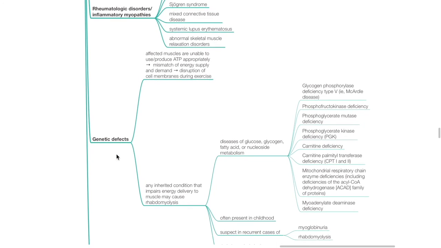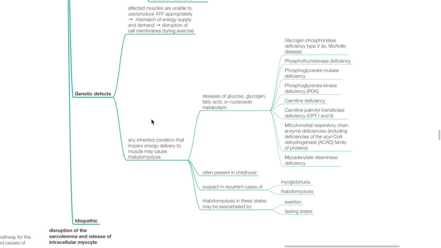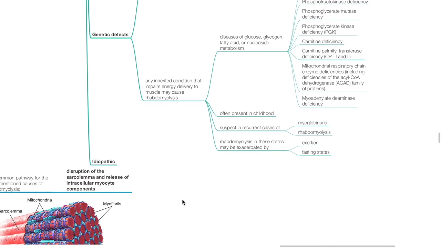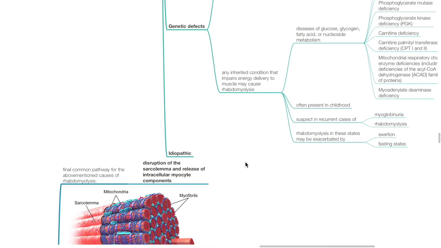Genetic defects. Affected muscles are unable to produce or use ATP appropriately. This results in mismatch of energy supply and demand and disruption of cell membranes during exercise. Any inherited condition that impairs energy delivery to muscle may cause rhabdomyolysis, for example, diseases of glucose, glycogen, fatty acid, or nucleoside metabolism. They often present in childhood. Suspect these conditions in recurrent cases of myoglobinuria and rhabdomyolysis. Rhabdomyolysis in these states may be exacerbated by exertion or during fasting. Rhabdomyolysis may be idiopathic.